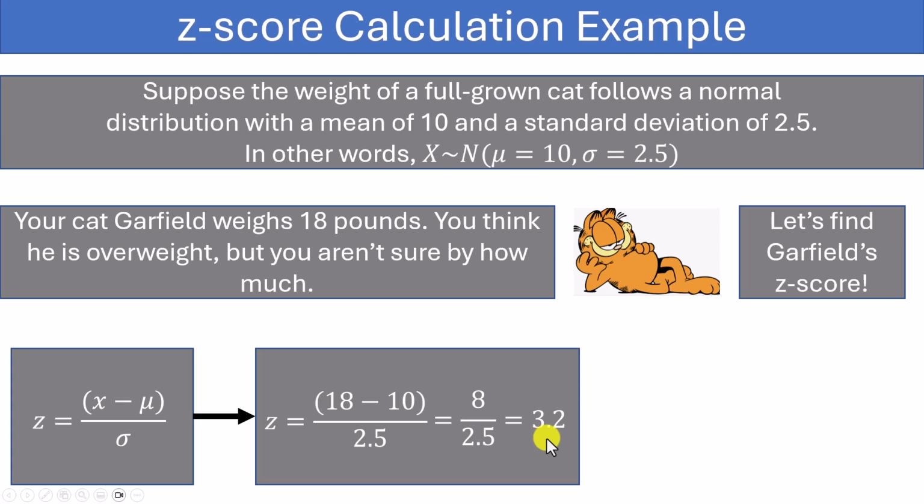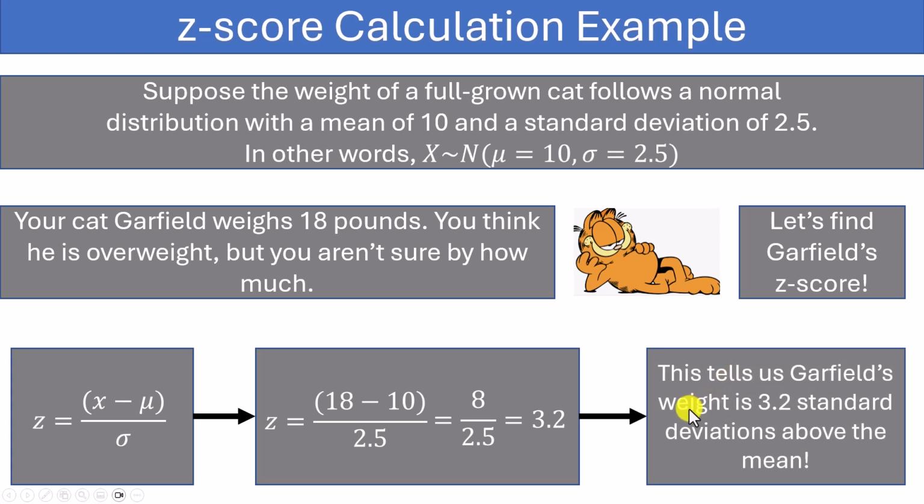What does this number mean? Well, remember that z-scores represent the number of standard deviations a value is from the mean. So this tells us that Garfield's weight puts him 3.2 standard deviations above the mean, quite a bit heavier than your average cat.